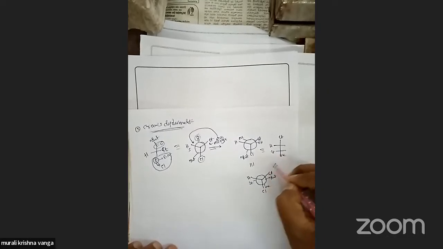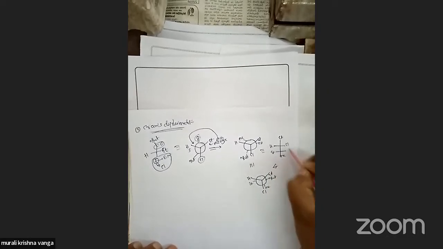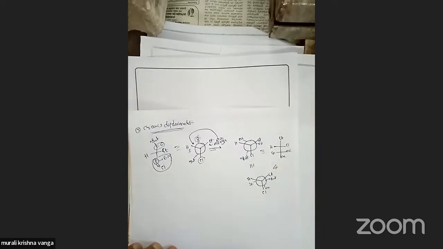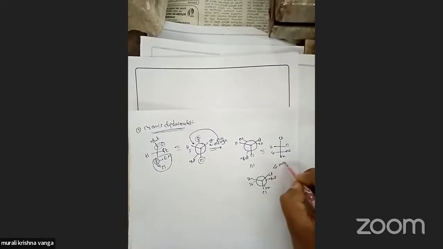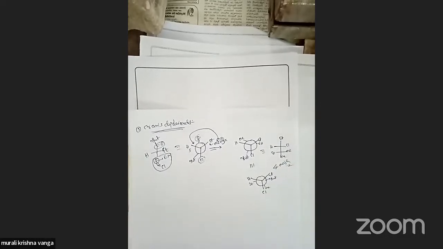That hydrogen with chlorine and methyl. So this is the major diastereomer. This is the major diastereomer. This is Cram's dipolar model.